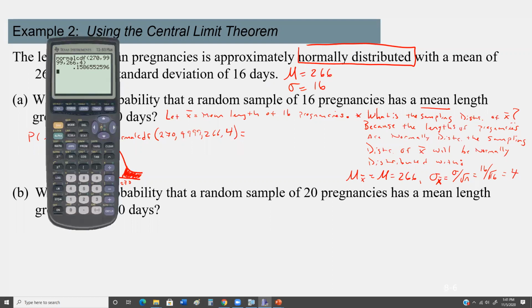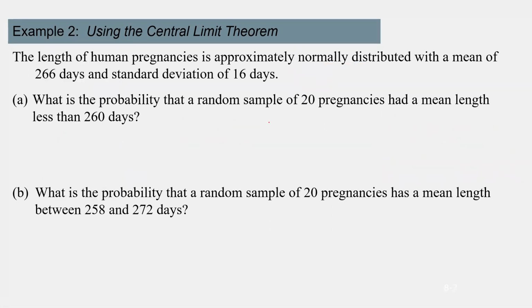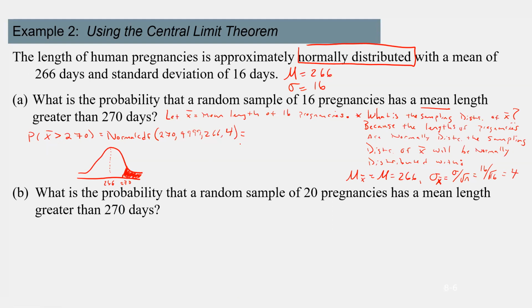If you were following along and did it on your calculator, did you get that number? 0.1587 when I round it. Awesome. 0.1587. Boom.